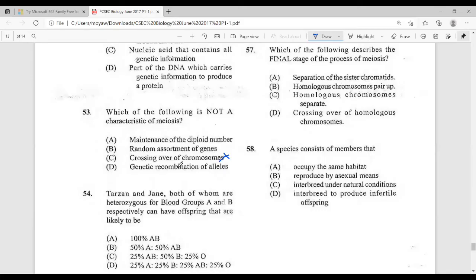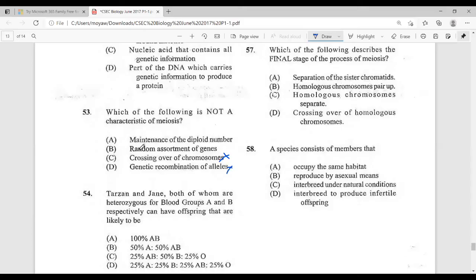This happens when there is an exchange of genetic material that is going to cause some difference in the organism. So that is also a characteristic of meiosis. Remember, all the offsprings are not similar, so that would also be out of it.